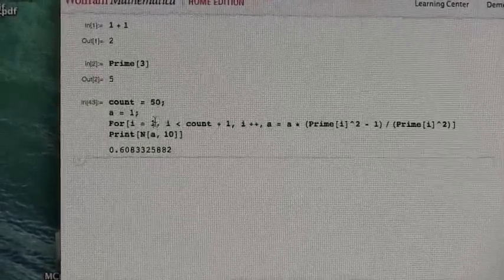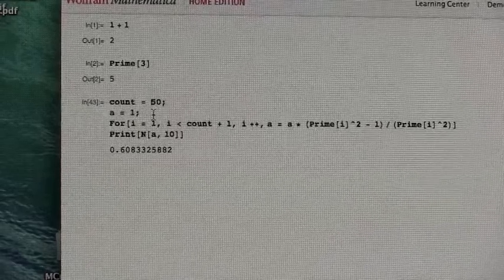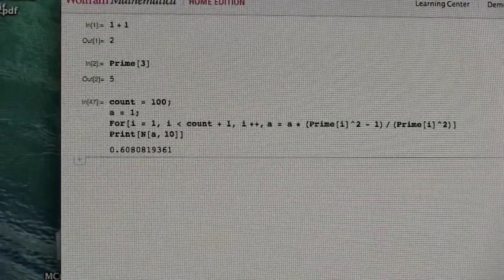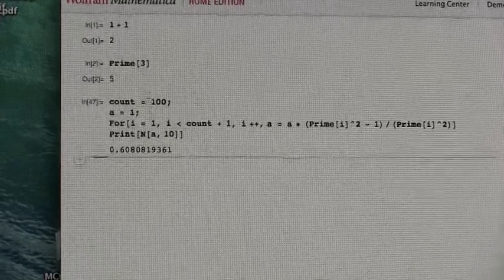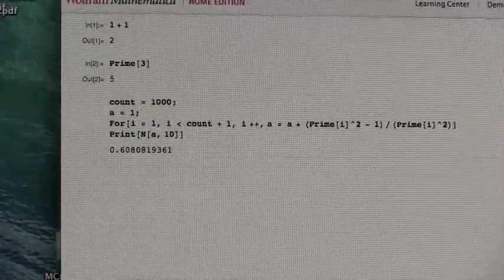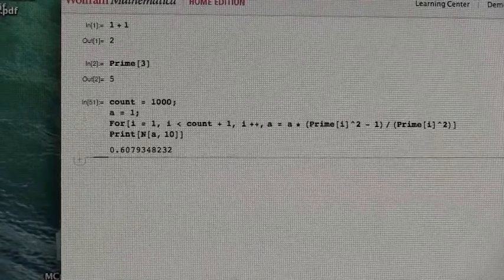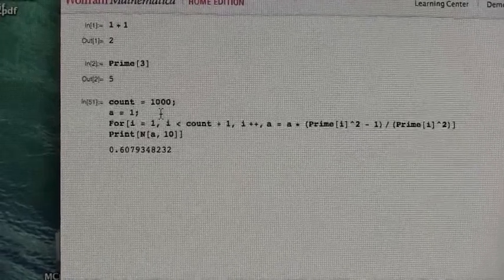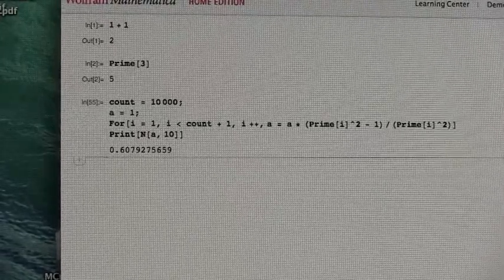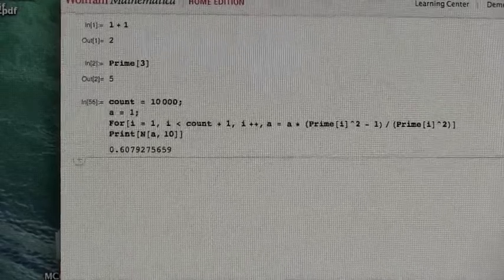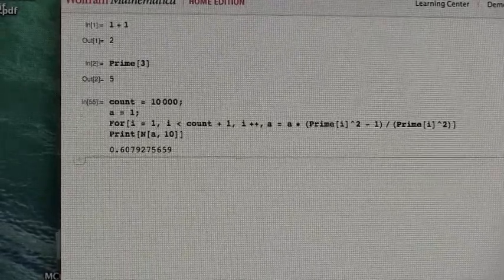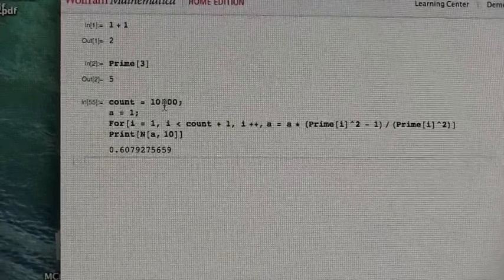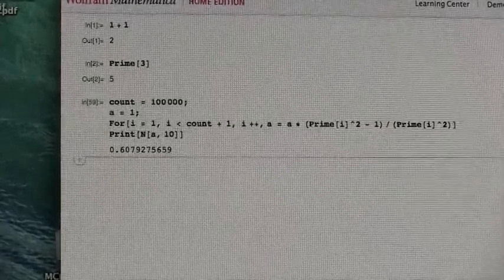Maybe. Let's go to 1,000 products, well, let's go to 100 first. 0.60808. The 1,000 products, 0.60793. So it's definitely still getting smaller. The first 10,000, 0.60792. Do you think it's converging to 0.6? Maybe 0.607.